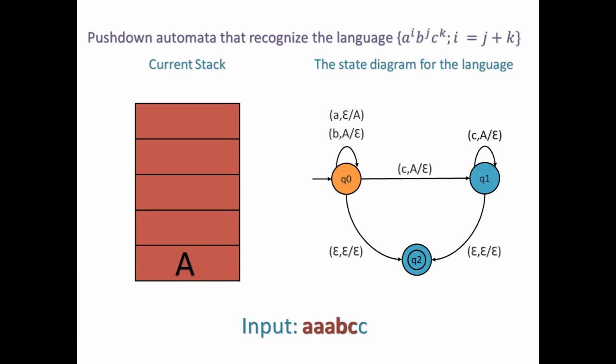When input string C is read, another A will be popped out and the state will transit to the state Q1. The state now transits from Q1 to Q2 without the need of any input. The PDA is now in the final state with an empty stack. The input AAABCC is accepted.